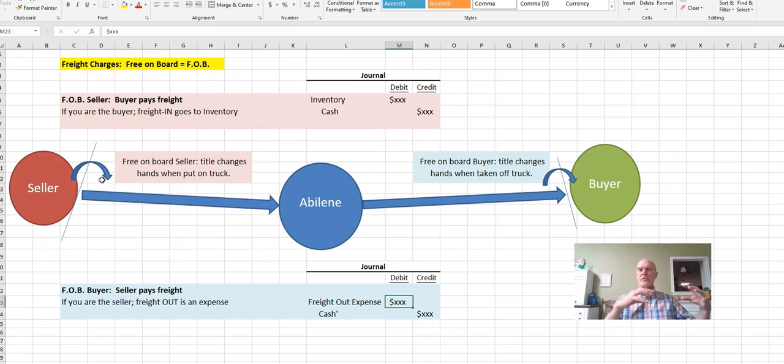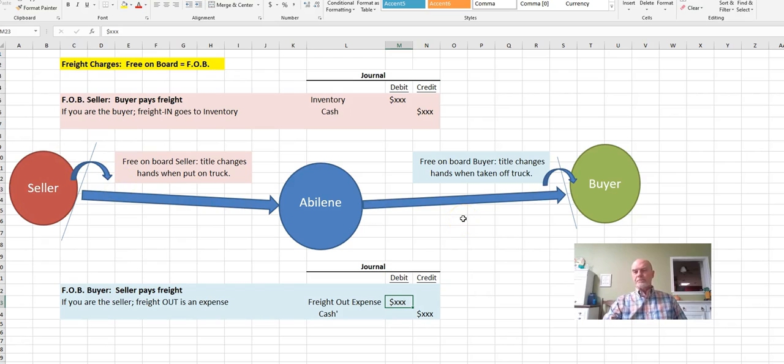Who owns it while it's on the truck? You know, the trucking company never takes title to the merchandise. They're just providing a service. So we have to agree, okay, who's going to be responsible for it while it's on the truck, if something happened to it. And if we agree to FOB seller, we take title when it gets put on the truck.